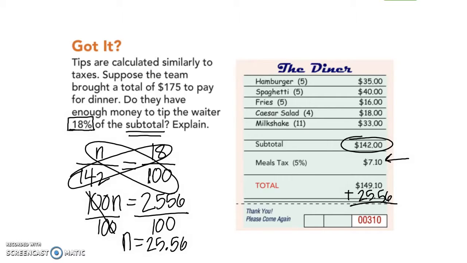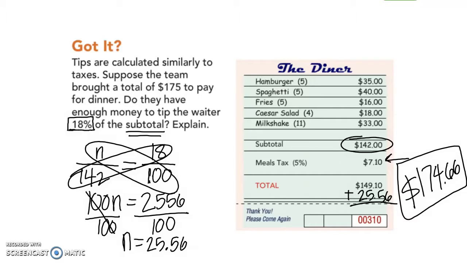$25.56. When I add that to the total, I have $149.10 plus $25.56. That gives me $174.66. Okay, that would be the total including the sales tax and including the tip. So if I have $175, I do have enough to pay that. Just barely, but I do have enough to pay the tip.